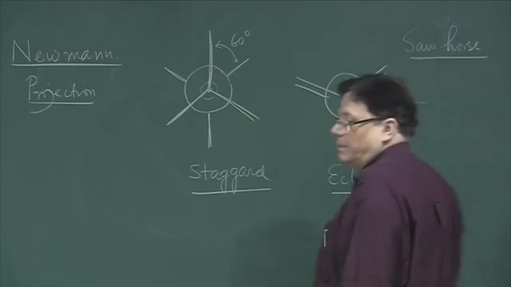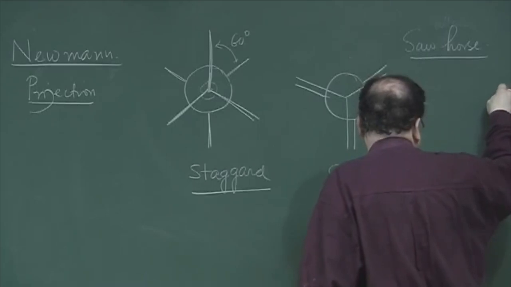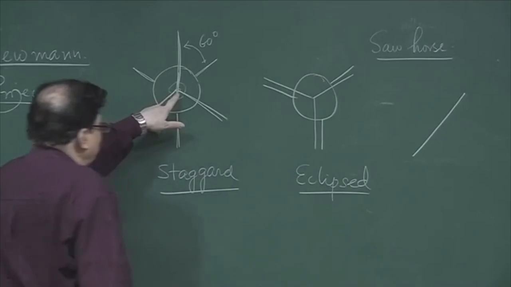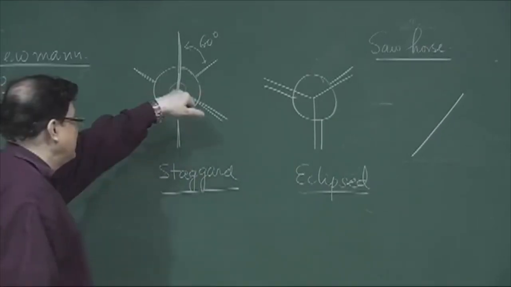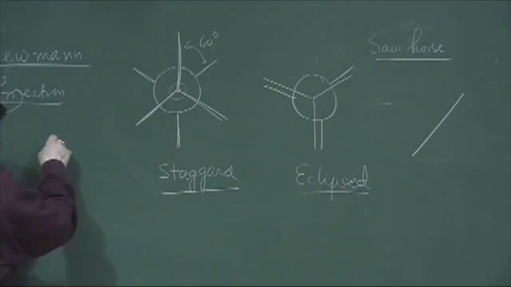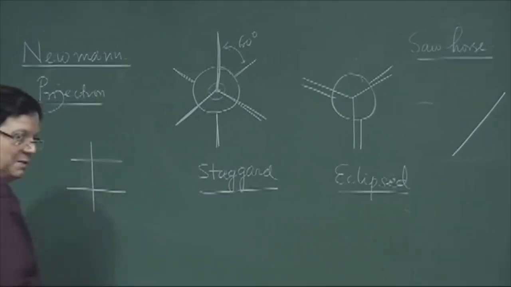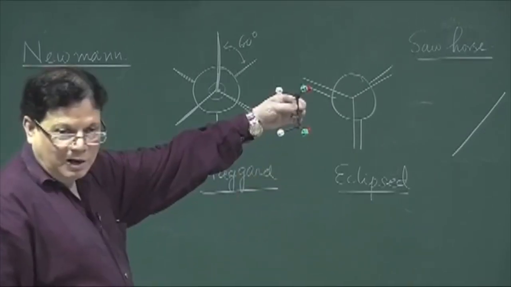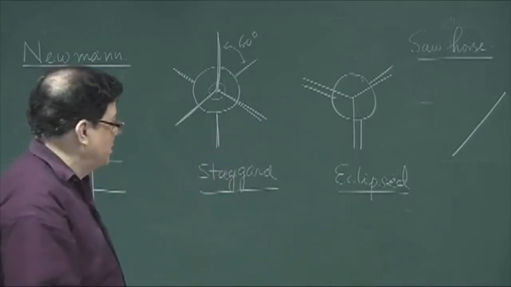Sawhorse projection formula. So, what you do here? The carbon-carbon bond is drawn in an angular version. Here, where is the carbon-carbon bond? The carbon-carbon bond is actually not seen, because it is along the line of axis of viewing the system. In Fischer projection, the carbon-carbon bond is visible, because you are seeing it not along the carbon-carbon axis. So, that is why this carbon-carbon bond is visible in Fischer projection.